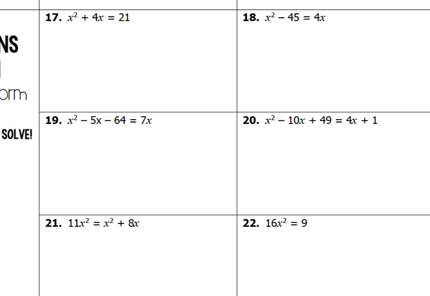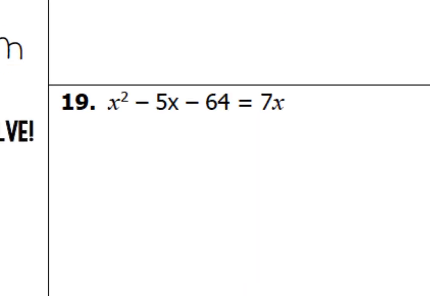Let's do number 19 here. Okay. This one is different because it's not equal to 0 right now. All the other ones started equal to 0. So to make this equal 0, we have to subtract 7x. Well, the other x is right here. So put those together. Now this is equal to 0.